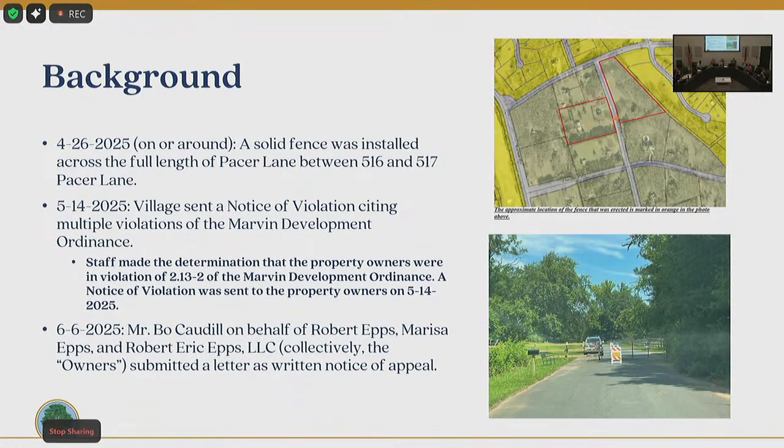So a little background. On or around April 26, 2025, a solid fence was installed across the full length of Pacer Lane between 516 and 517 Pacer Lane. On May 14th of this year, the village sent a notice of violation citing multiple violations of the Marvin Development Ordinance. One of those being the determination that the property owners were in violation of 2.13-2 of the Marvin Development Ordinance. That violation was sent to the property owner on 5/14. On June 6th, Mr. Bo Cottle, on behalf of the property owners, submitted a letter as written notice of appeal, which is why this hearing is being held.